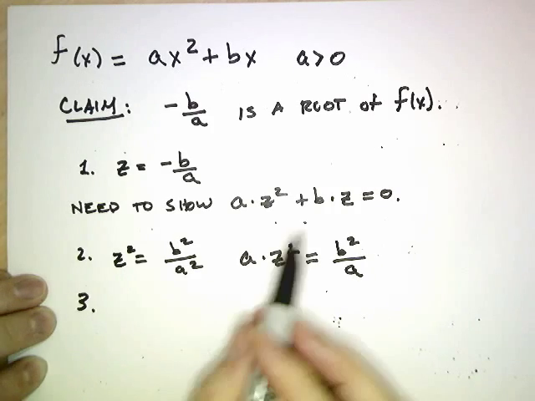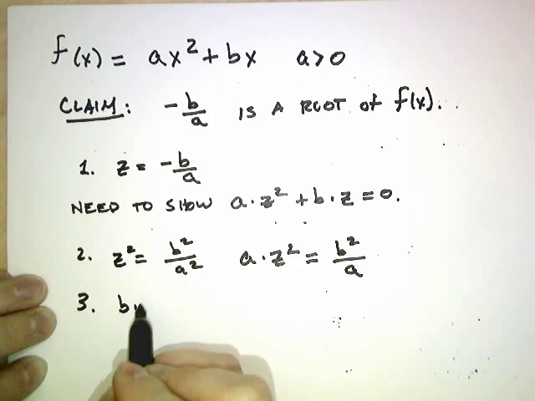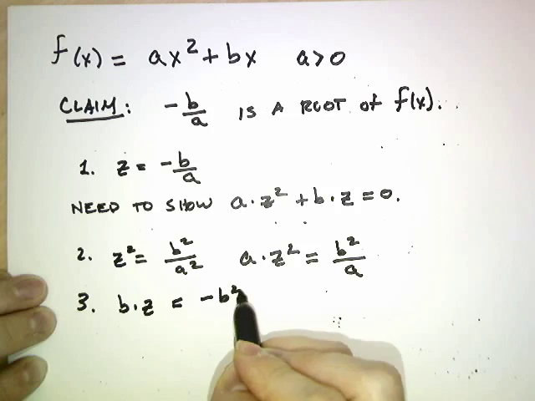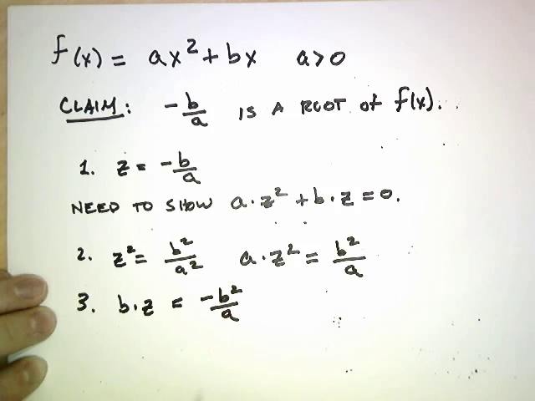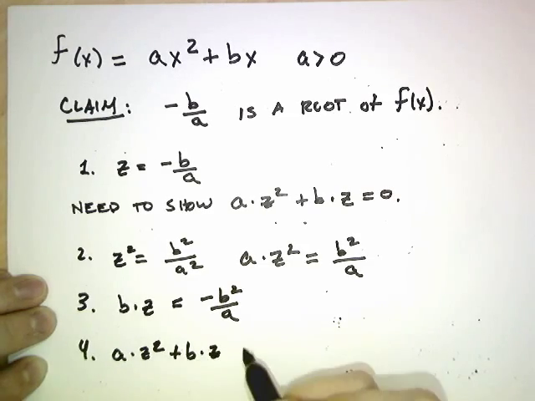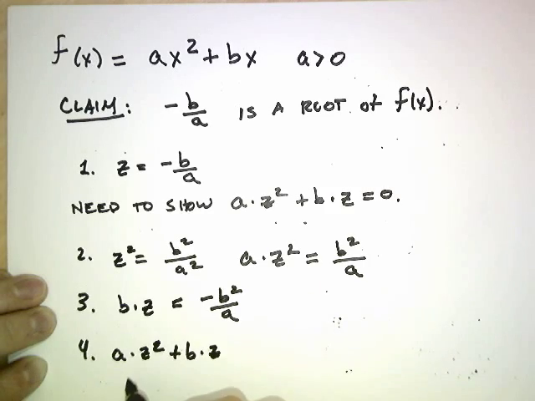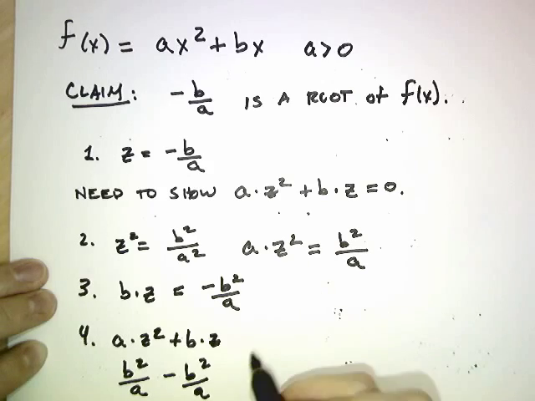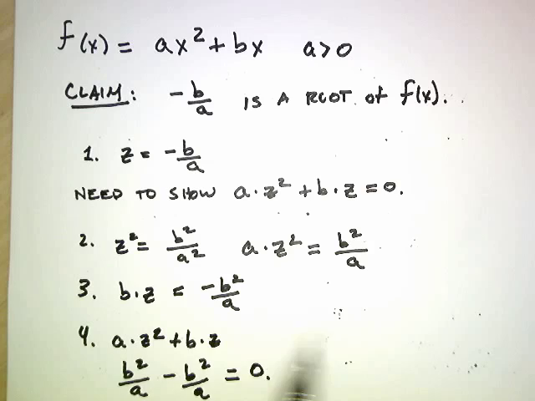Here's my next step. I'm going to look at b times z. That's going to be minus b squared over a. And then I'm going to just add up a times z squared plus b times z. And you can see that that is b squared over a minus b squared over a, which equals 0. And that's what we wanted to prove.